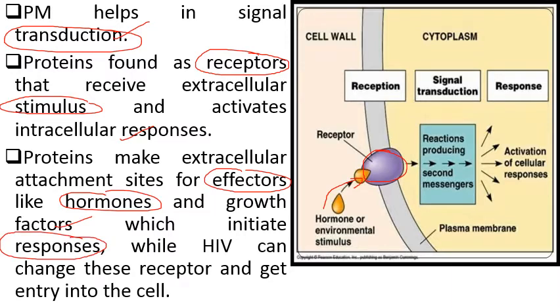While we have some viruses like HIV, that is human immunodeficiency virus, that can change these receptors and get entry into the cell. So HIV changes the conformation of receptors and gets inside a cell. So this is the basic way in which it enters the cell.